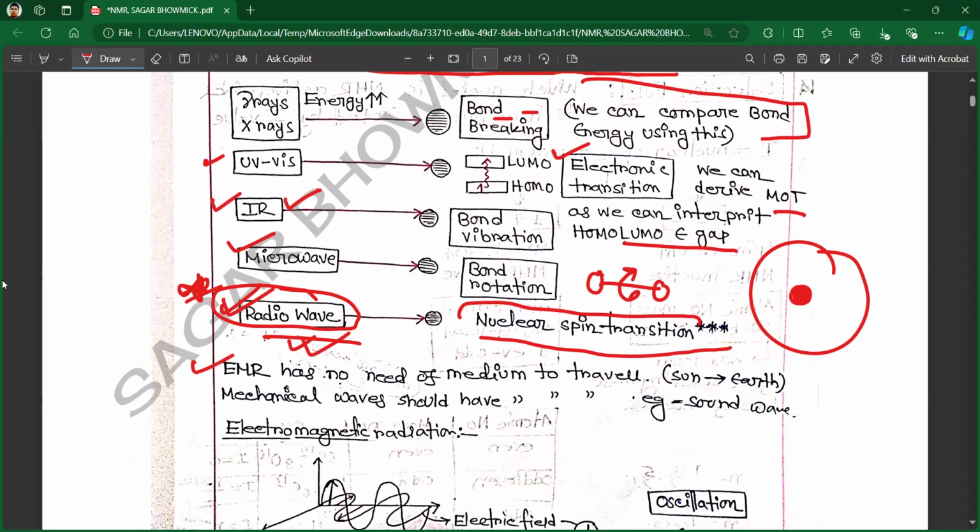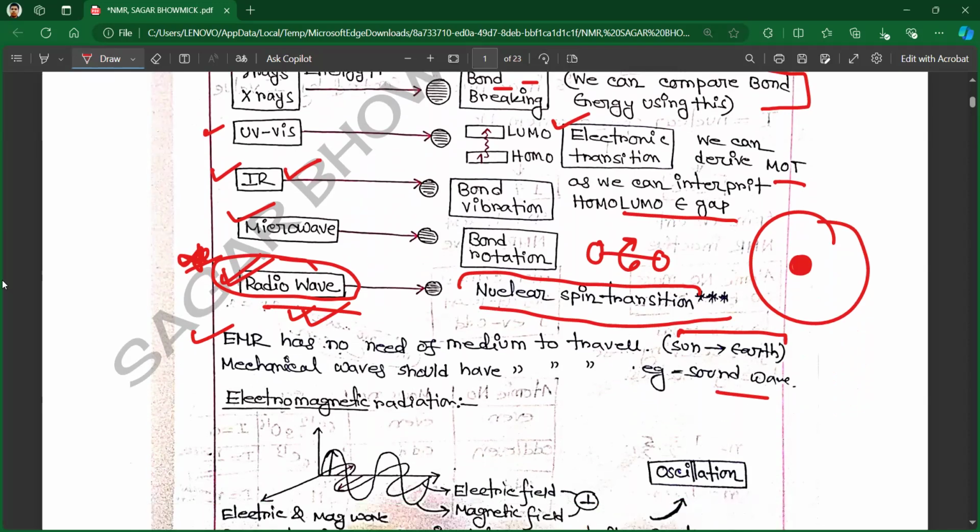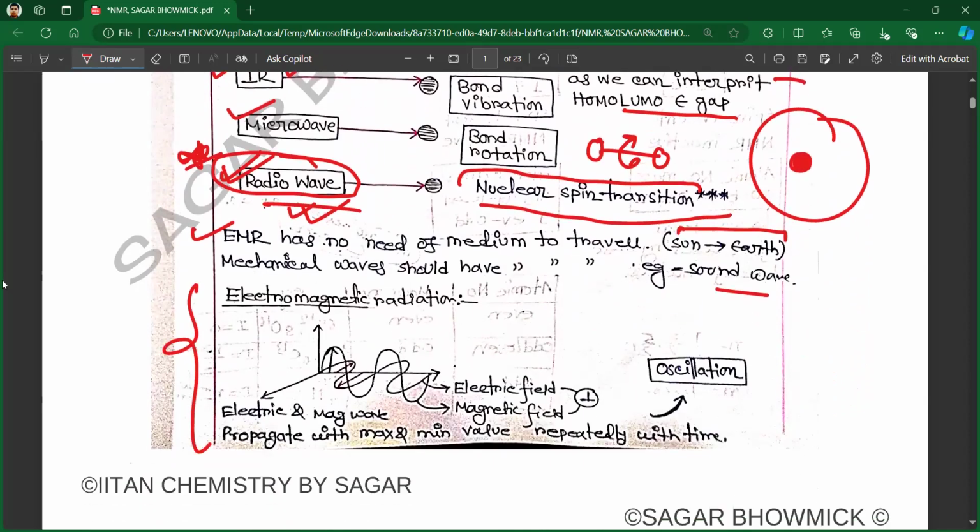EMR has no need of a medium to travel. That means from sun to earth we know there is no medium, but radiation still reaches from sun to earth. So EMR, electromagnetic radiation, has no need of a medium to travel. Mechanical waves should have a medium to travel, for example, sound wave. Now, what is electromagnetic radiation? There are two components: an electric component and a magnetic component. That means one electric field, one magnetic field. Now, these are mutually perpendicular.